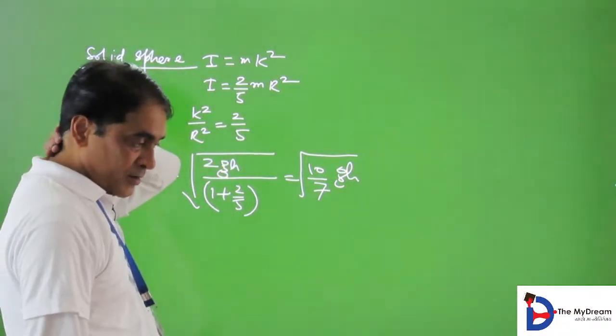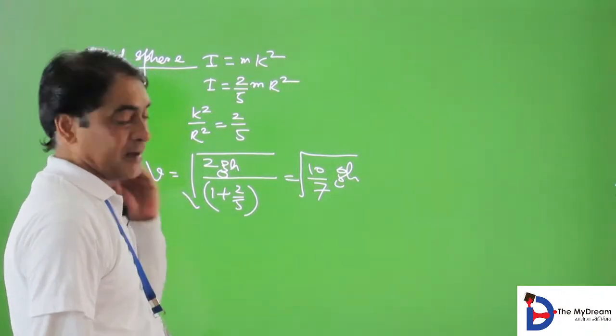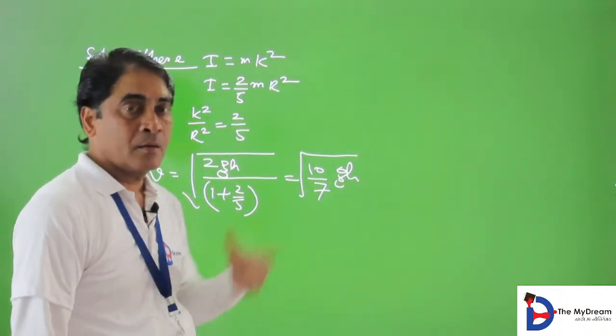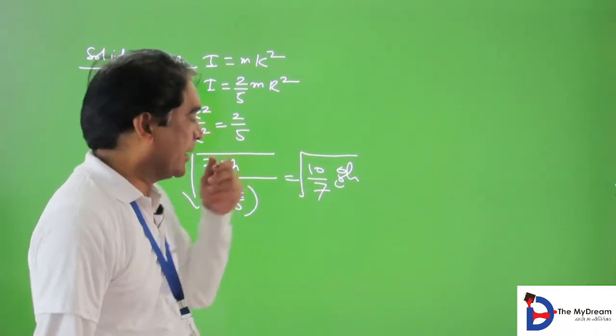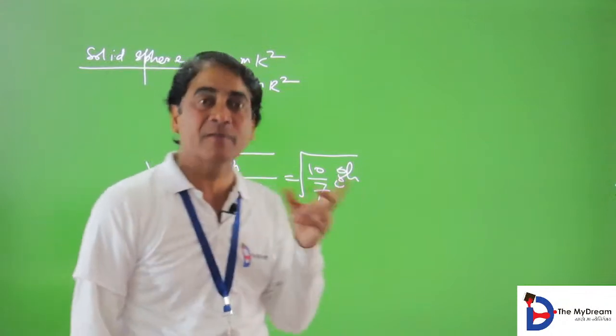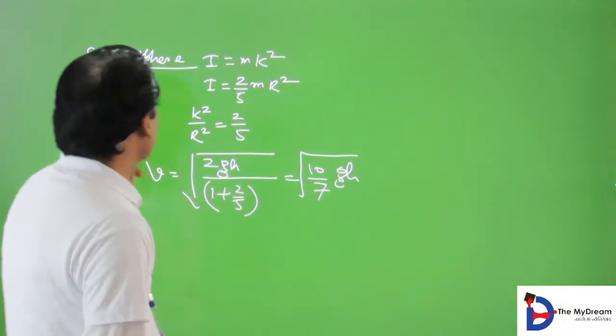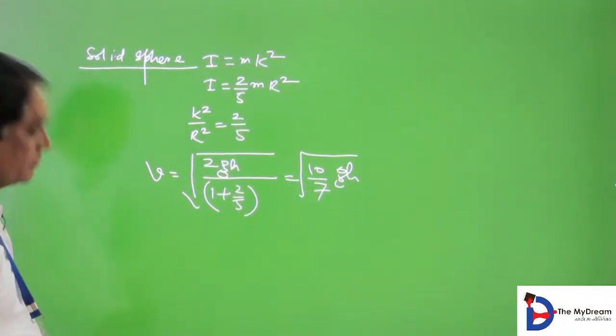So the velocity of a sphere is the highest. What came for the ring? Under root gh. What came for the cylinder? 4 by 3, 1.33. So you can write down like this now.